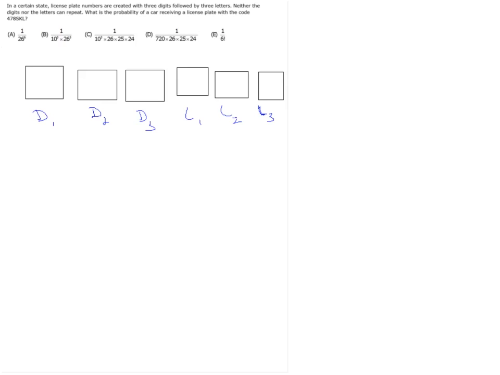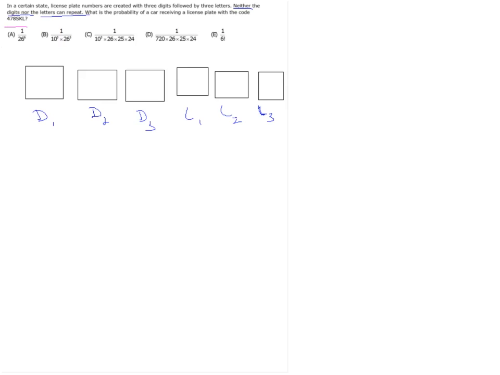So we're going to be careful here because neither the digits nor the letters can repeat. So that's obviously going to change a few things in the way in which we attack this problem. What's the probability of a car receiving a license plate with the code 478 SKL? 478 SKL. Hopefully that's none of your license plates.